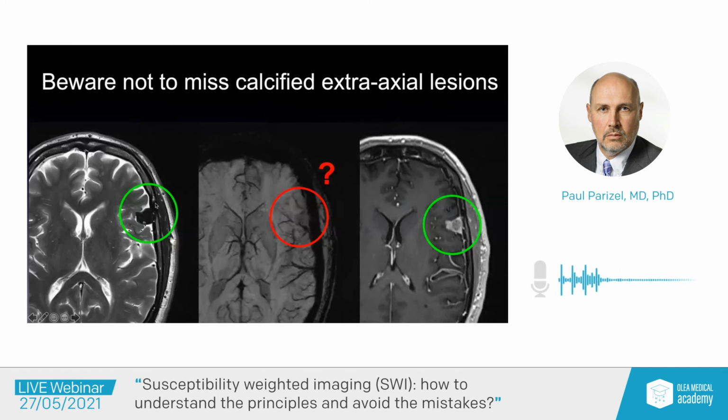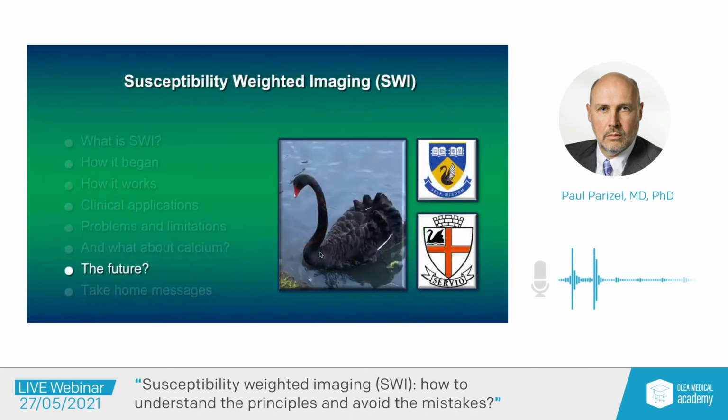Calcified meningioma with an intraosseous component, strongly, avidly enhancing with contrast, and on the susceptibility weighted image, it is hard to make out that there's anything there. So beware of that.